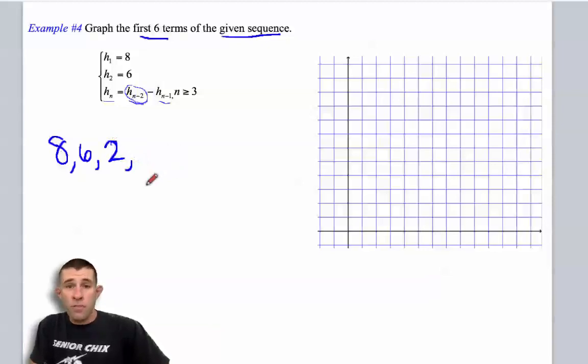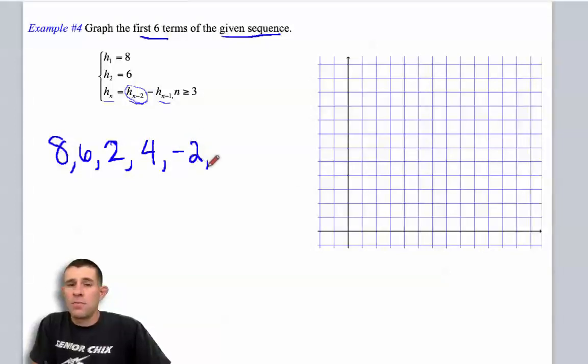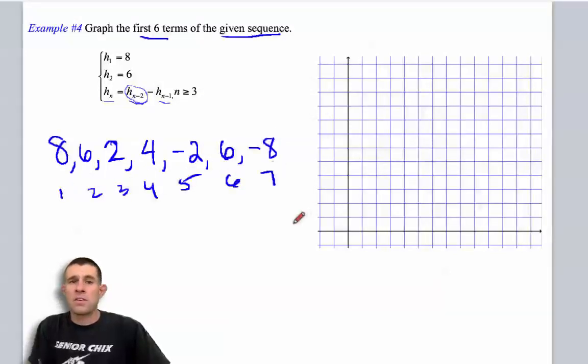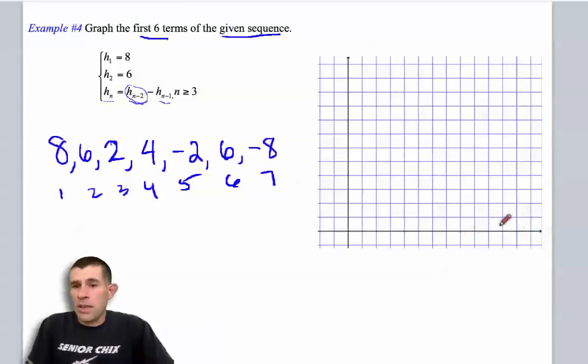Now let's go ahead and find the fourth term. The fourth term would be a result of taking 6 and subtracting 2. That will give us 4. Then we'll say 2 minus 4, and that will give us negative 2. 4 minus a negative 2 brings us to 6. Negative 2 minus 6 gives us negative 8. All right, here are our first 7 terms. Your job will be now to graph this on your XY axis.